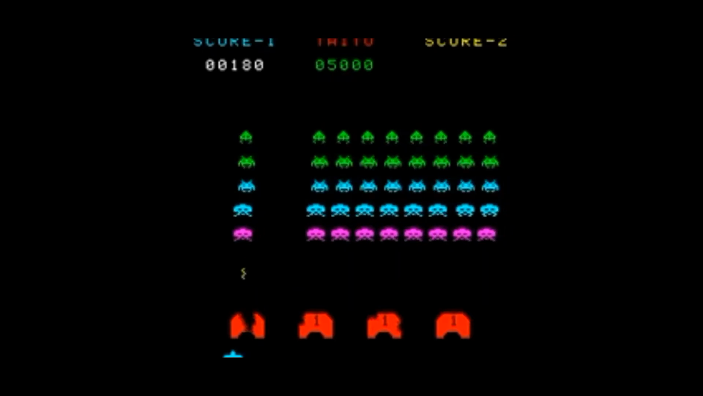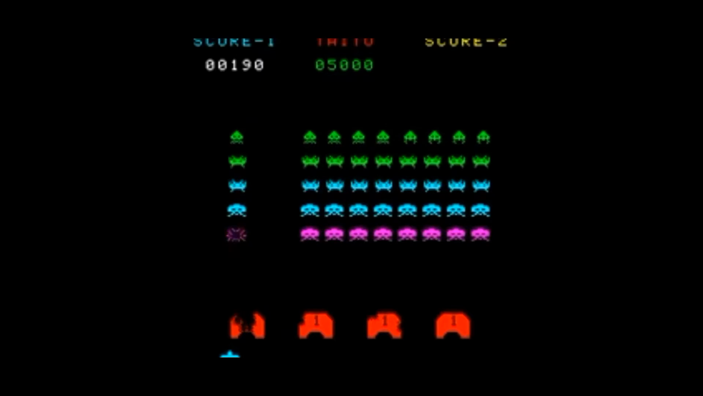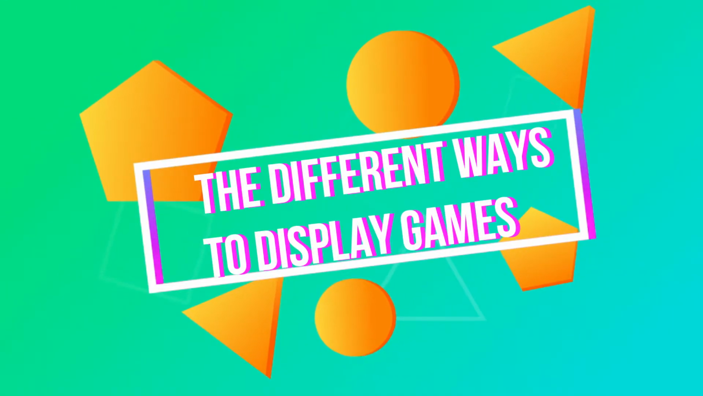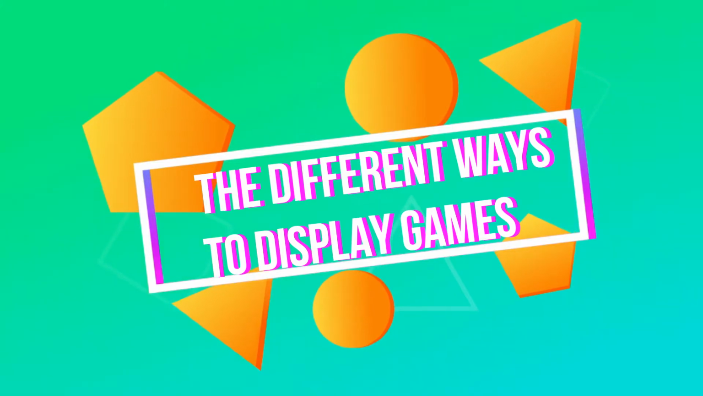And now we move on to some of the biggest ways to display the games. Raster. It displays images on a grid, but it can only fill out different pixels on that grid, line by line. Here is one good example of raster.